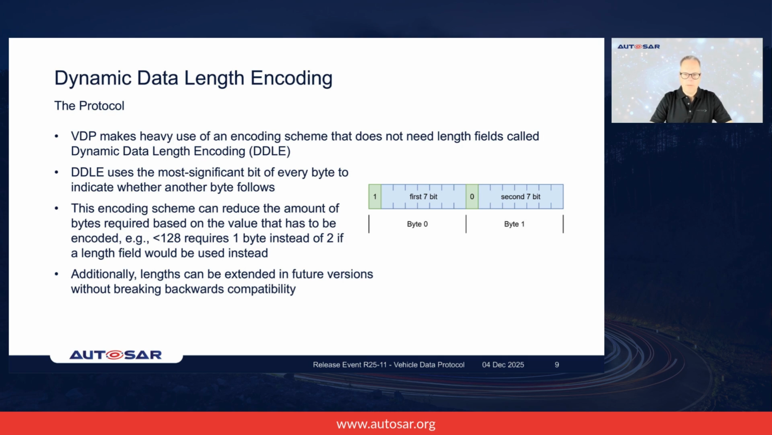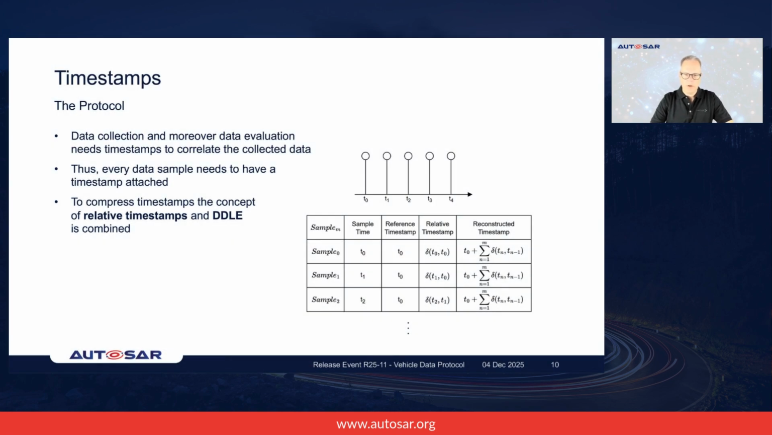Now I will come to timestamps. Data collection requires timestamps to be able to set information into the correct chronological context and correlate the collected data. Therefore, every sample needs a timestamp attached. To compress timestamps, VDP uses an absolute reference timestamp in the data message and then combines relative timestamps and dynamic data length encoding for each data point.